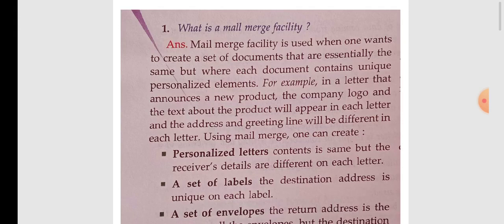In short, we can say that mail merge facility is basically used when we want to send a letter or content to many persons, and the content is the same, but the address may differ. In that case, we use mail merge facility. Using mail merge, we have to change only the address, not the content, and we can easily send that letter to thousands of people at the same time. So it saves our time and increases our efficiency. That's why we use the mail merge facility, and it is used for personalized letters.